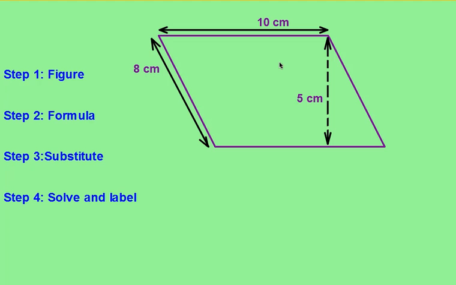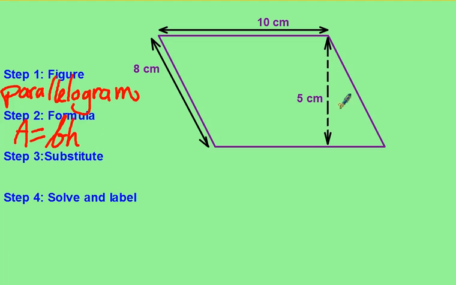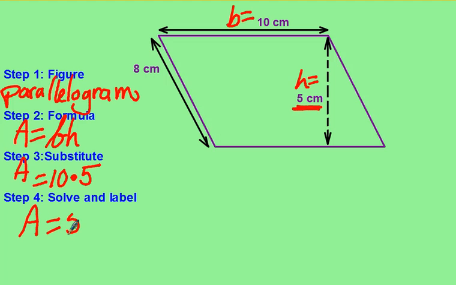One more. Again, we have a parallelogram. Be sure and write what your figure is. That way you'll be sure to pick up the right formula. This is a parallelogram. The formula for the area of a parallelogram is A equals base times height. So this one would be your height. This would be your base. Substitute for your variables. A equals 10 times 5. So the area of this parallelogram is 50 square centimeters.